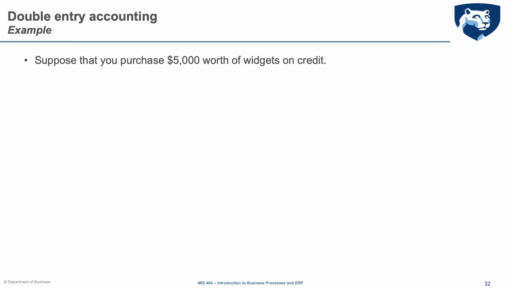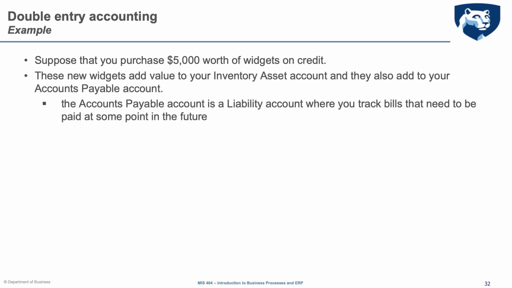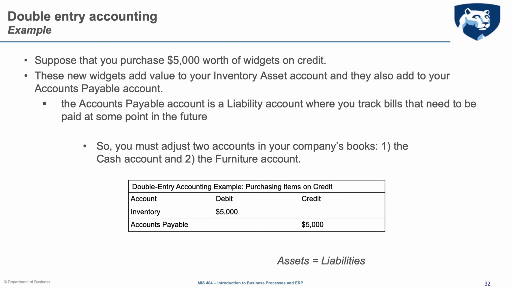Suppose instead that you want to purchase $5,000 worth of widgets on credit. This means that you have new inventory assets, but you are actually not paying out of pocket for this investment, but you are adding it to your accounts payable account. So it means that on one side you have a debit because you are increasing your inventory by $5,000 of purchase for this new line of credit.